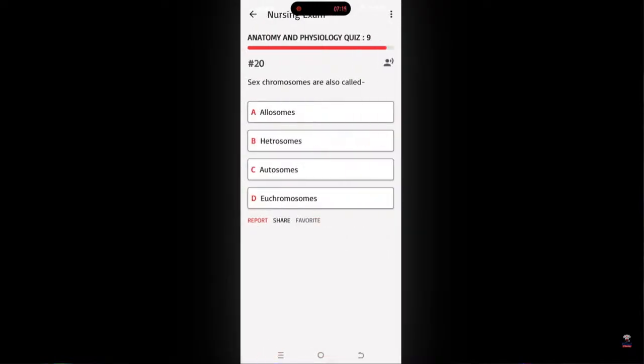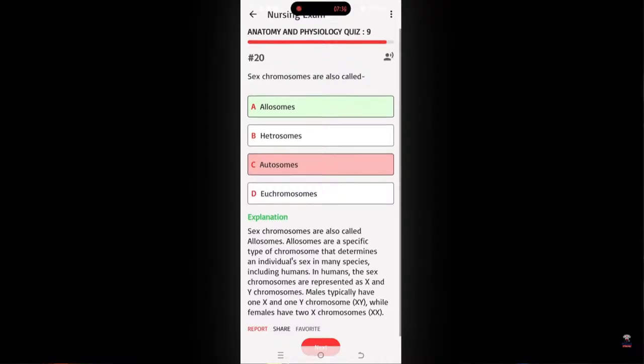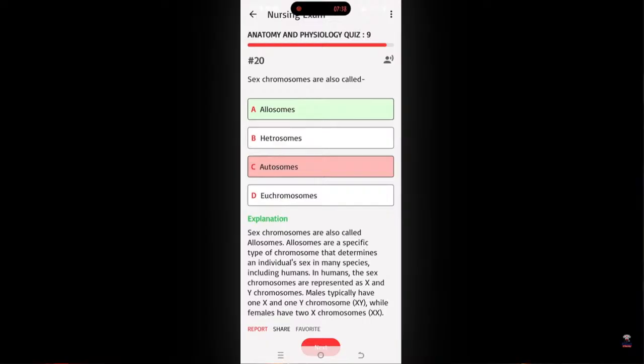Sex chromosomes are also called: A. Allosomes. B. Heterosomes. C. Autosomes. D. Euchromosomes. No. Correct answer is A. Sex chromosomes are also called allosomes. Allosomes are a specific type of chromosome that determines an individual's sex in many species, including humans. In humans, the sex chromosomes are represented as X and Y chromosomes. Males typically have one X and one Y chromosome, XY, while females have two X chromosomes, XX.